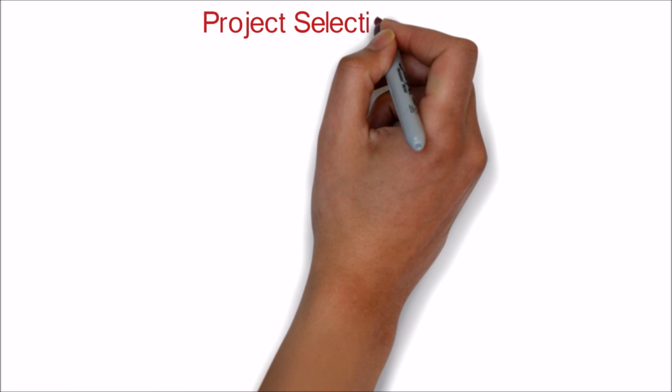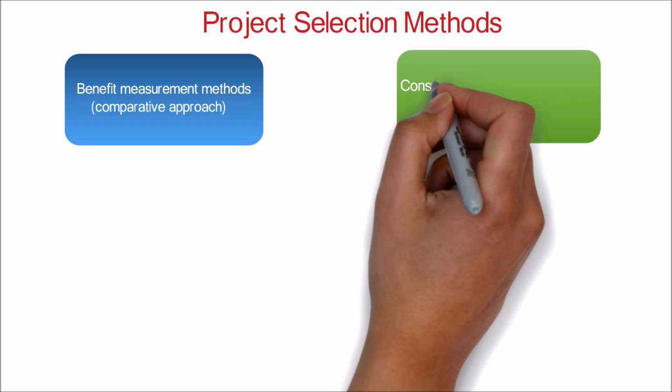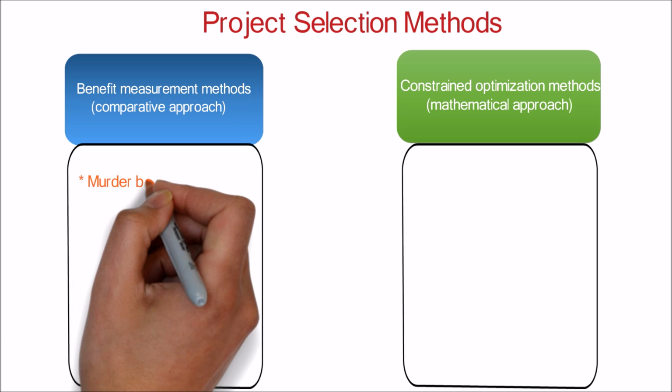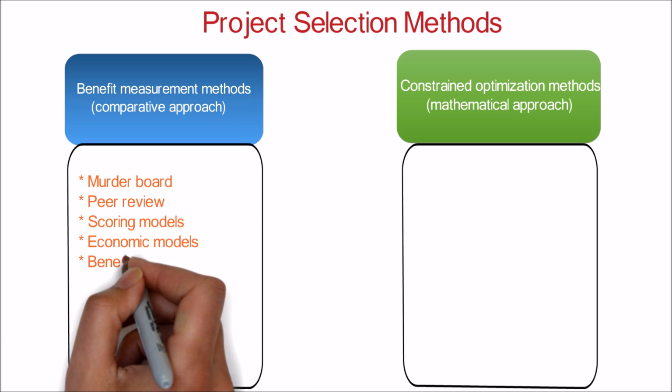Let's learn about some of the project selection methods in this video. There are two methods using which projects can be selected. First one is benefit comparison method, which is based on comparative approach, and the second one is constraints optimized method, which is based on mathematical approach. Let's look at some benefits comparison methods.